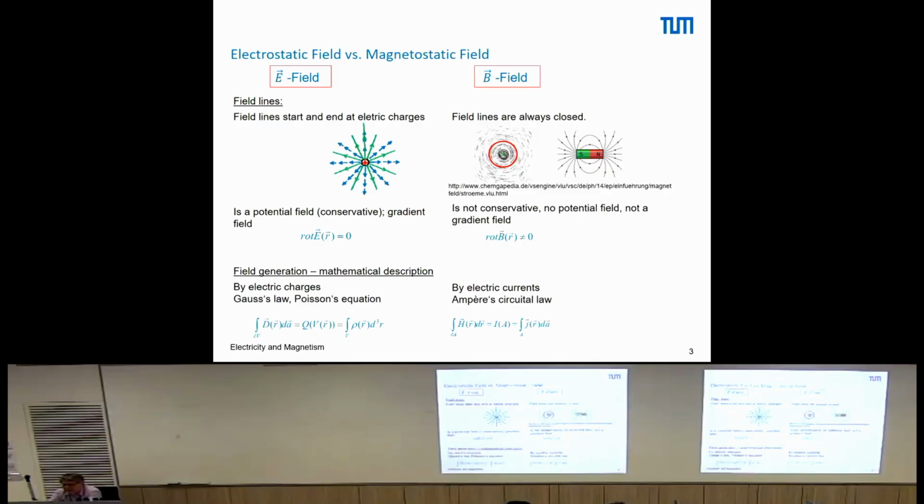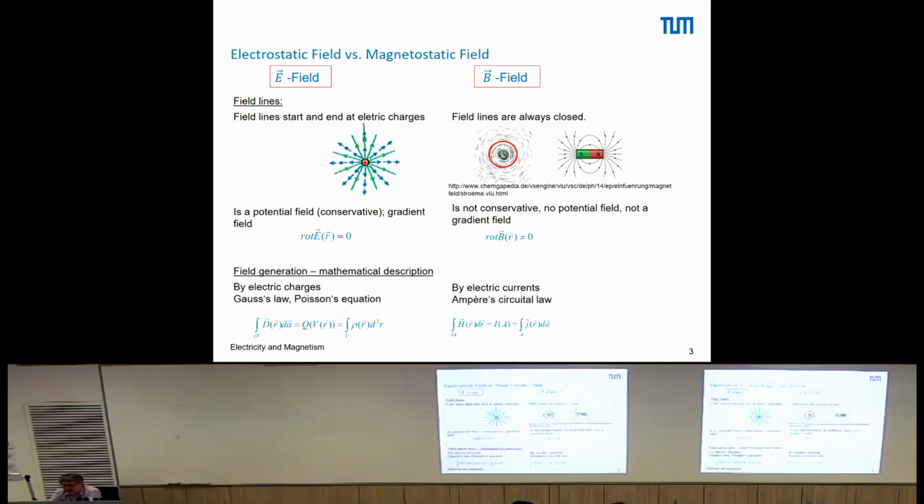This is different from the magnetic field. This is not a conservative field. So it is no potential field and not a gradient field. So your curl of B is not vanishing.